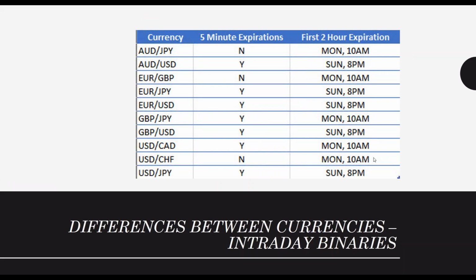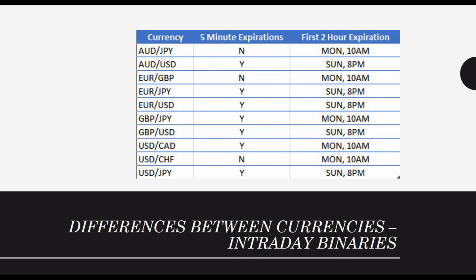Now, what type of expirations do you have if you're trading Forex? Well, you have an overabundance of expirations with Nadex. You have the 5-minute expirations. They are available on the Aussie dollar, the euro yen, the euro dollar, the British pound yen, the British pound dollar, the US CAD, and the USD JPY. A 5-minute is a little bit too fast for me, so I use the 2-hour expirations.